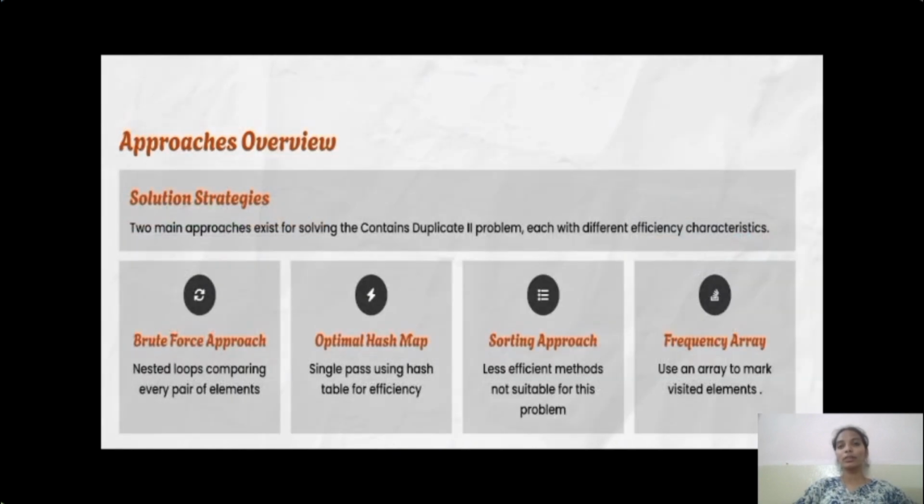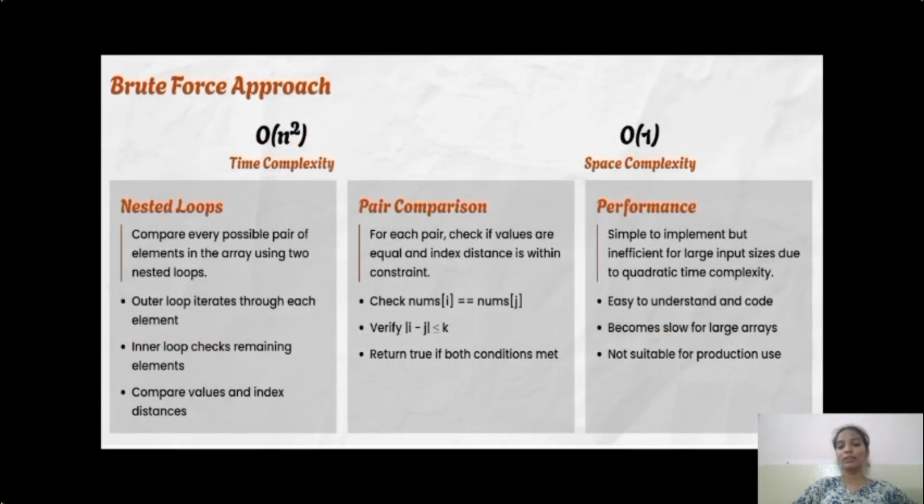There are so many ways to solve this problem. One simple way is the brute force approach. In brute force, I am comparing each element with all other elements. I use two loops. One loop picks the first element. The second loop checks the next elements. Time complexity is O of n square because of two loops. Space complexity is O of 1 because no extra space is used. This method is easy but slow for large arrays.